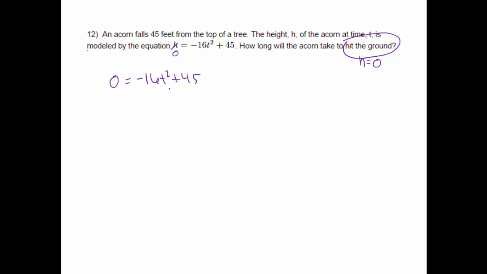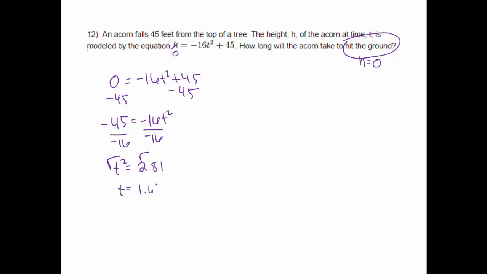Okay, and again, I'm going to solve using square roots, but I will also in a minute do the quadratic formula for those people that prefer that. Square roots, we do not want it to equal 0, so I'm going to get rid of the 45. So I'm going to get negative 45 equals negative 16t squared. I'll divide both sides by negative 16. And if I do that, I get 2.81. And then to get rid of the square, we will square root both sides. And if I square root that, I will get 1.68.